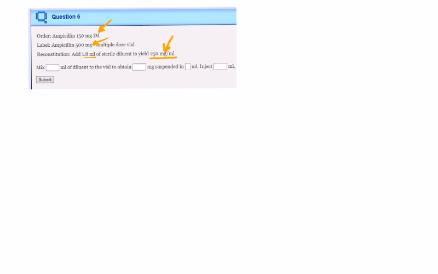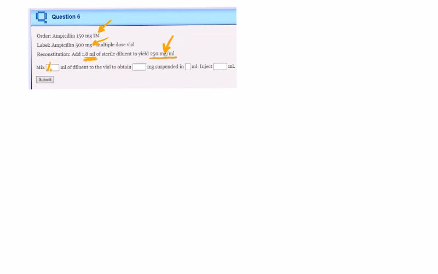milligrams per mil. So to answer this question, all we need to do first is just read that information and understand what they are saying and what they are asking. So they are asking about the volume of diluent that we need to mix to obtain a concentration. So let's see what we do. They are telling us to mix what?